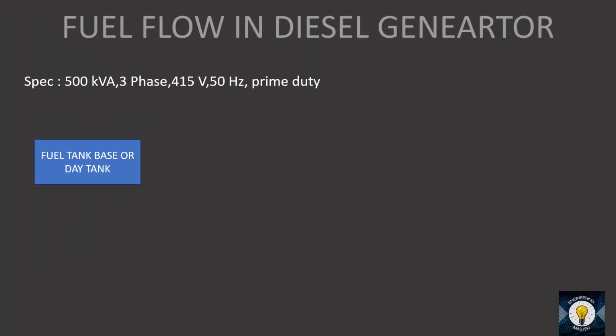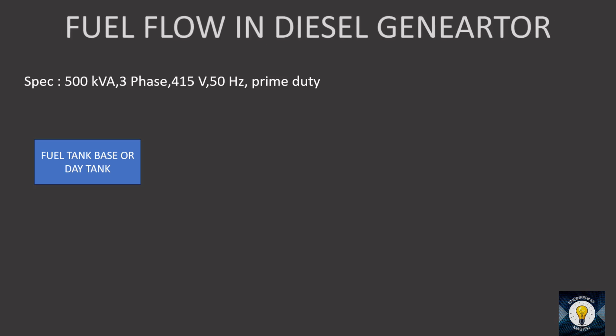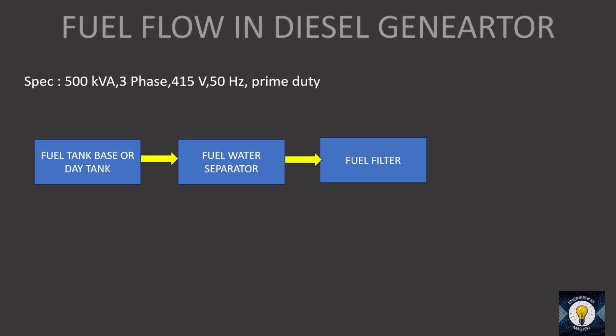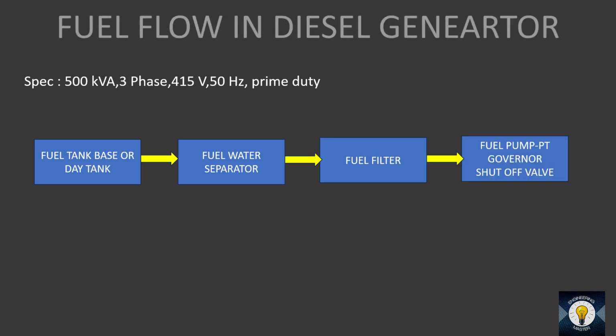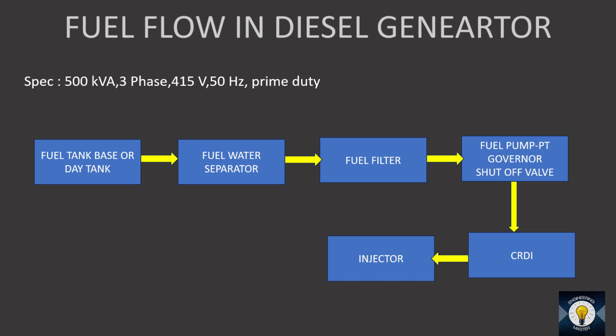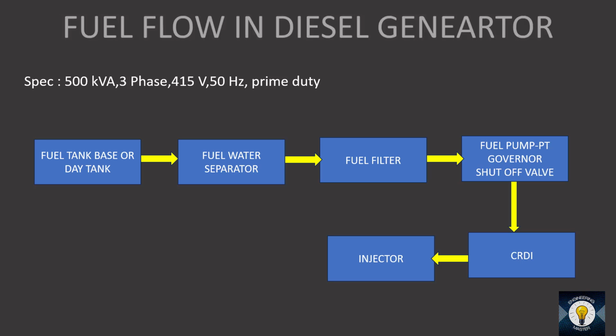If you look at the fuel flow in a typical generator, it will be like this. The fuel from the fuel tank, it is going to fuel water separator. Then it is going to the fuel filter. Then fuel pump governor shut-off valve assembly will be there. Then CRDI, common rail direct injection. Then it is going to the injector. Through the injector, it is going to inside the cylinder and it will be burnt. So we will look at one by one.